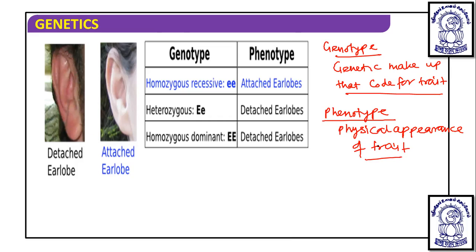And see, here the example of detached earlobe and attached earlobe is given. If there is an attached earlobe, then it is a recessive condition. Both genes are in small condition. So this is the genotype. But what is the phenotype? Attached earlobe. For detached earlobe, the genotype can be either capital E capital E or capital E small e. So heterozygous shows the detached earlobe.